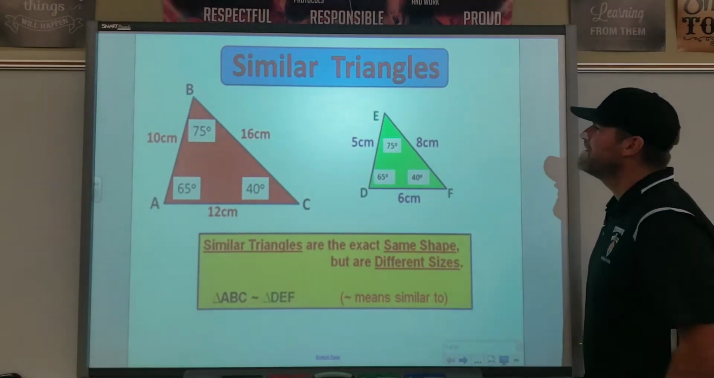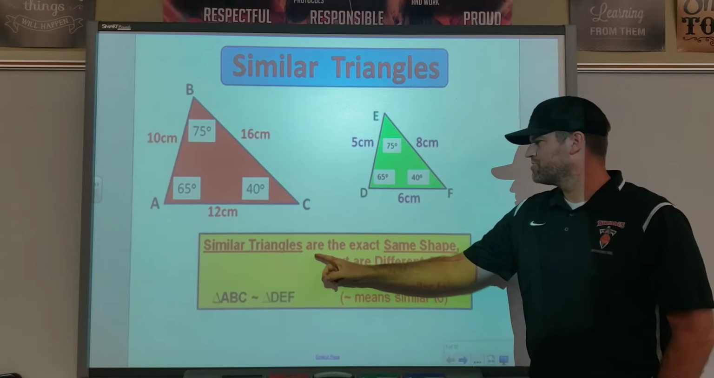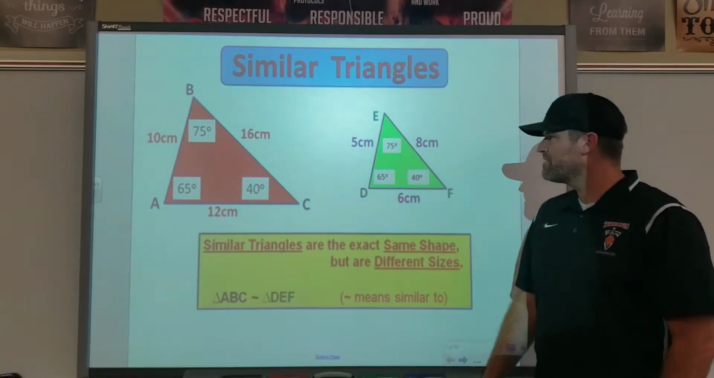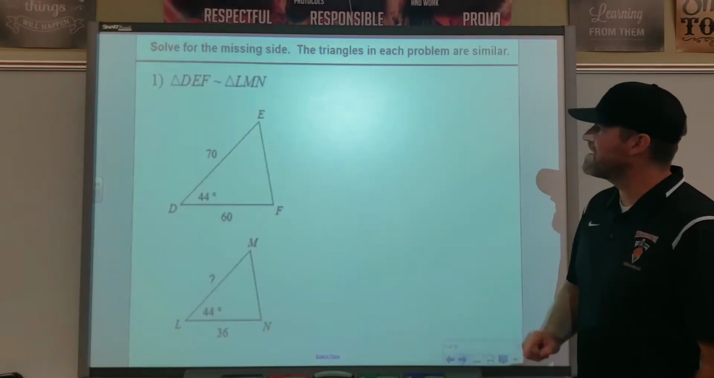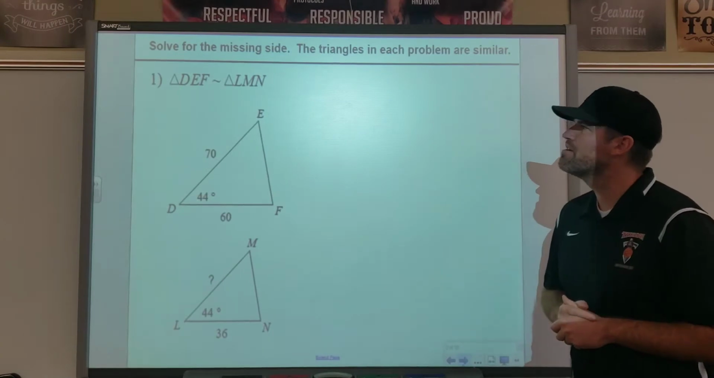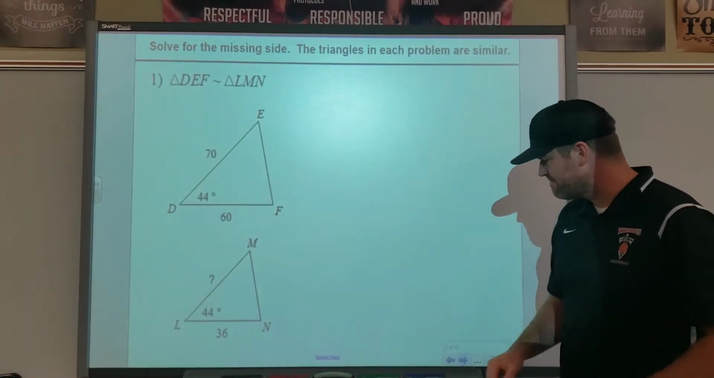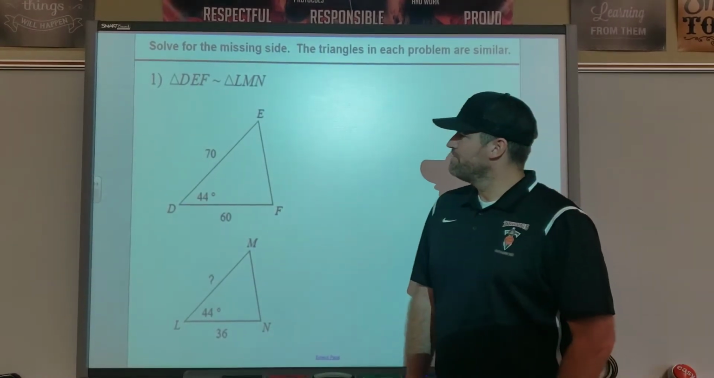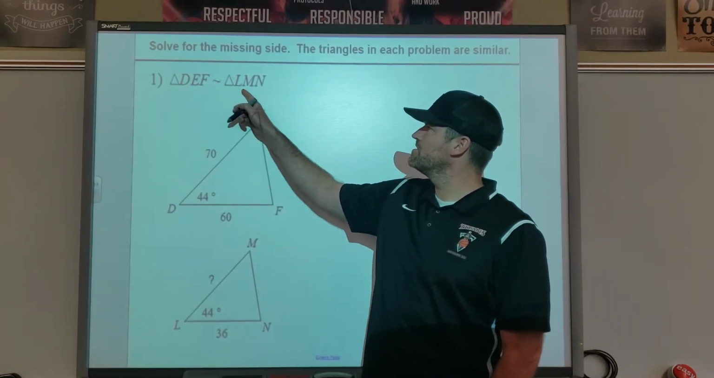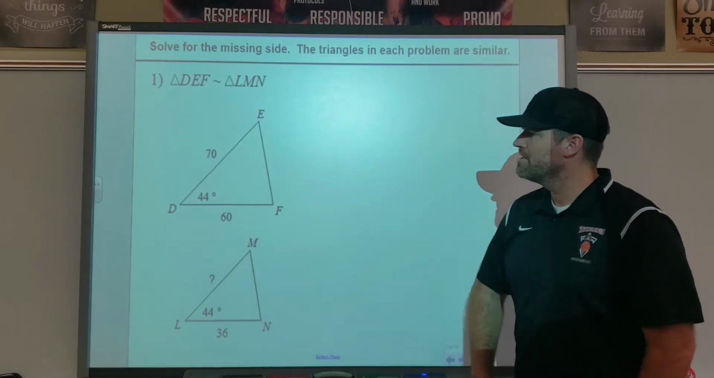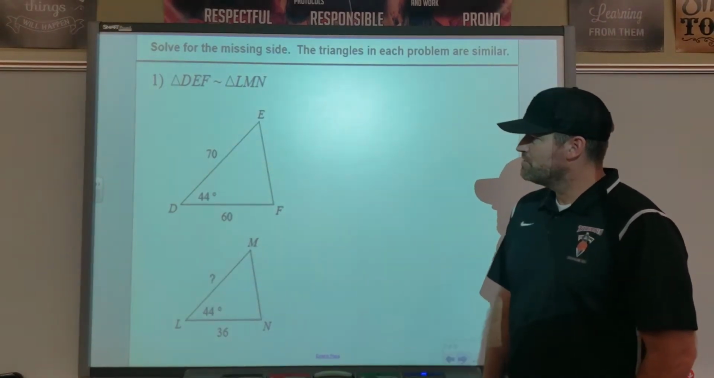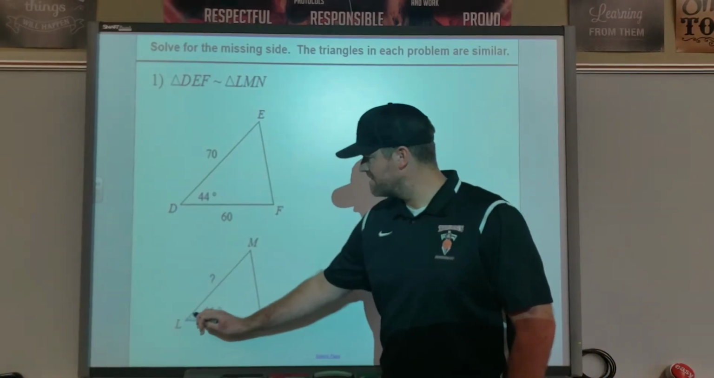All right. Similar triangles. So again, similar triangles are the exact same shape, but are different sizes. We know the angles are congruent, but the sides are proportionate. So to solve these problems, we are going to use proportions. So we're going to find the missing length. We're given that triangle DEF is similar to triangle LMN. So I know the sides are definitely proportionate. And so now I'm going to find the side that's missing.